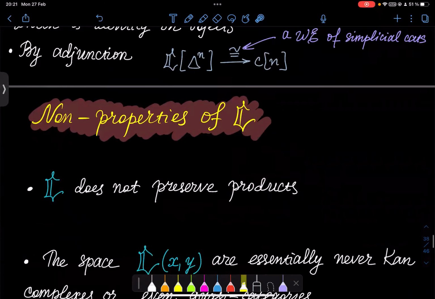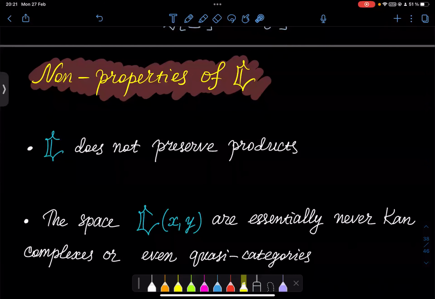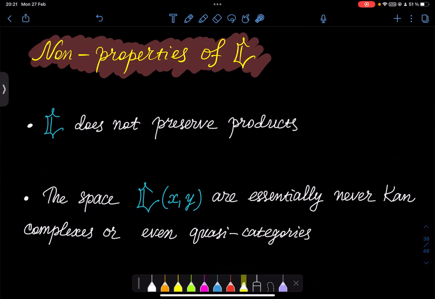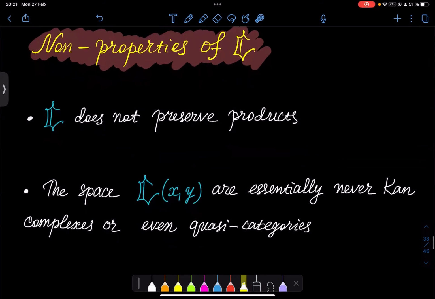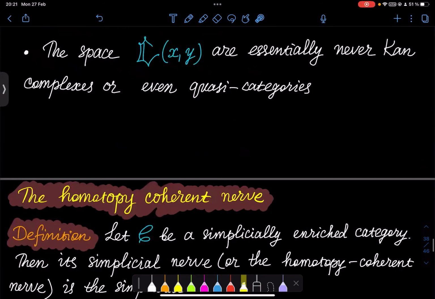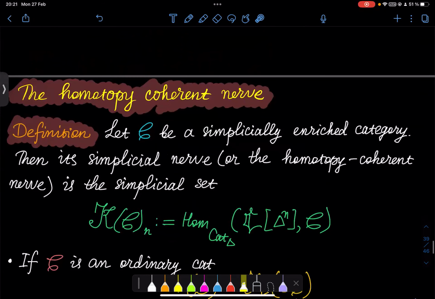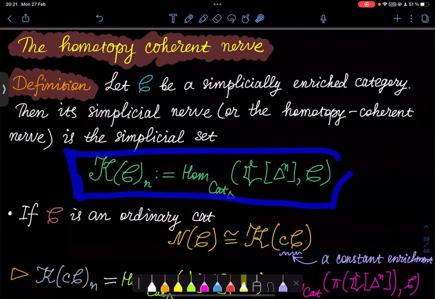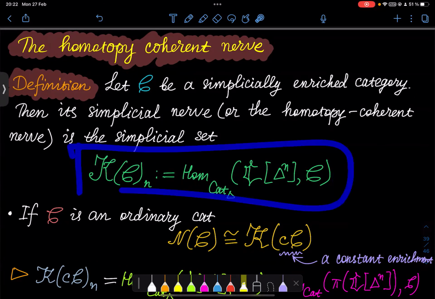Okay, and now let's discuss so-called null properties of C. C does not preserve products. The spaces are essentially never complexes or even quasi-categories. And now let's discuss the homotopy coherent nerve. The homotopy coherent nerve is right adjoint to this functor C. So the definition is the following one.